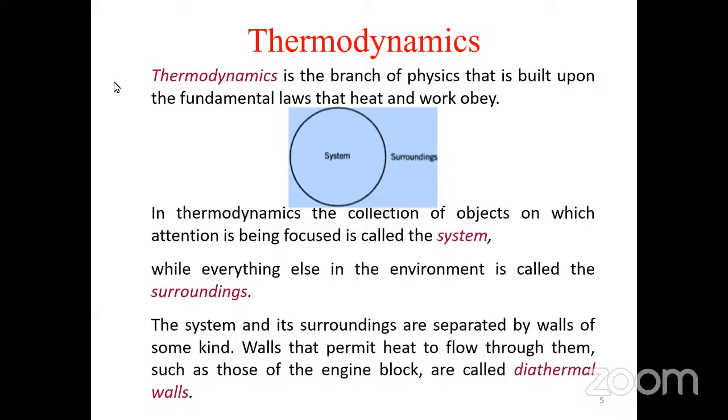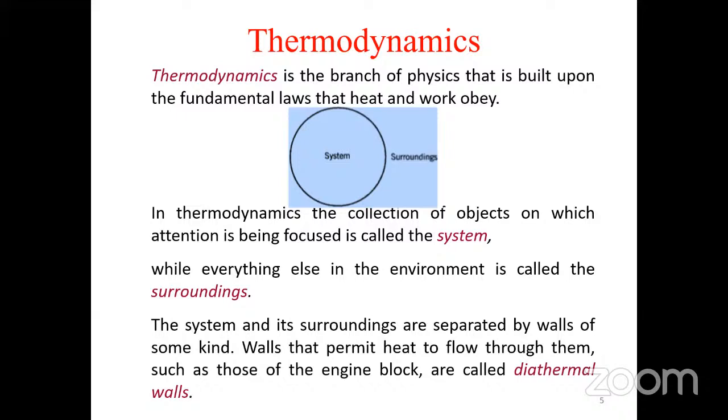Or you can take maybe the room where you are, if you're studying everything about it. Then there is the surrounding. If a human being is what you're studying, a particular person, then anything outside that body is the surrounding. Everything else in the environment is called the surrounding. The system and its surroundings are separated by walls of some kind, such as diathermal walls. We'll go into that later.